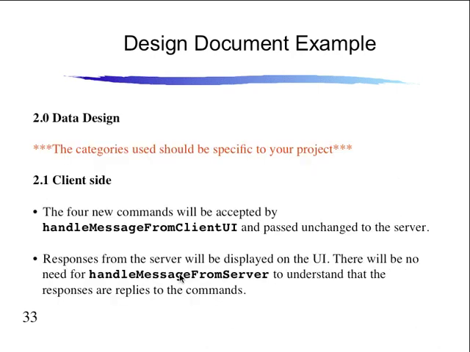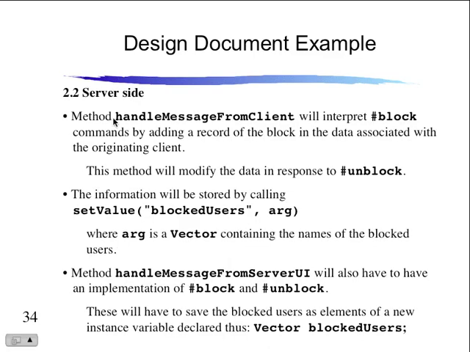So some of the logic in terms of the constraints can be listed. Outside of that, we go into 2.0, which is the data design. The categories should be specific for your project. So if it's component 1, component 2, component 3, that's what 2.1, 2.2 are, and this is a client-server application. So 2.1 is the client side, 2.2 is the server side.